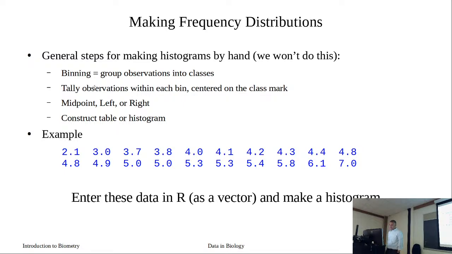All right, so there is a way to make things by hand. What you have to do is arrange your data in order from lowest value to largest value. Then you have to figure out where your breaks are, and then start counting your data points in each of those breaks.